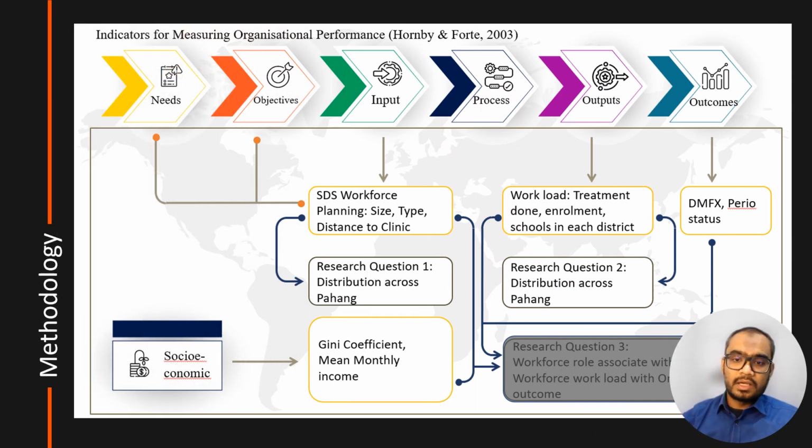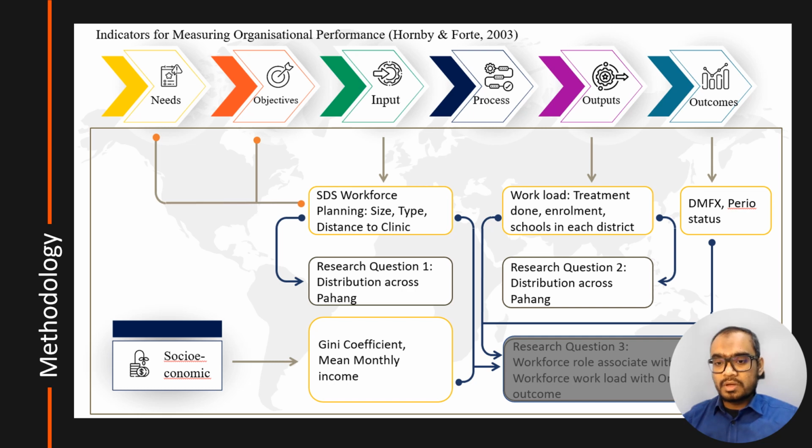For the methodology, according to Hornby and Forte, using indicators for measuring organization performance, there are several variables needed for answering research question number one, which is for objective number one. The variables needed are the size of the school, the size of workforce, type of school and service, and distance to travel from clinic to school itself.